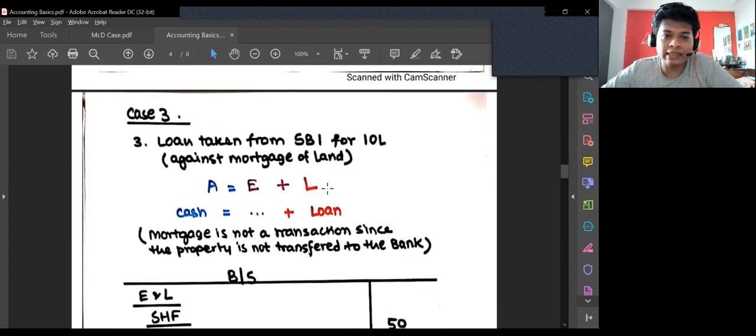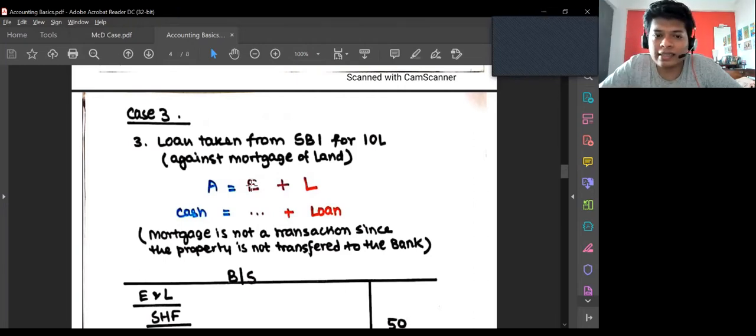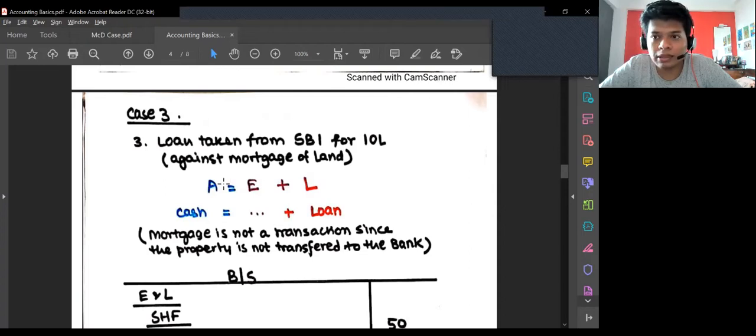Case number 3. What I'm doing is I'm taking a loan from SBI for 10 lakhs. Okay, just the loan, and I'm mortgaging against the land. So here two things are happening. One is I'm taking the loan and I'm mortgaging against my land. Now think of what happens when you take a loan. So there's a loan component, there's a cash component because you get the cash from the bank, and also here it says mortgage of land, so something with land.